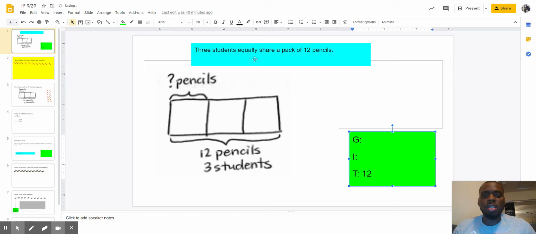Three students equally share. Three students. What does three mean? Is that our groups or in each? Think about it, friends. Yes, you are correct. That is our groups. So now we have three groups, and we know our total is 12. We just need to figure out in each, how many pencils does each student get? As you can see, there's my tape diagram, and we're going to move on to the next slide.